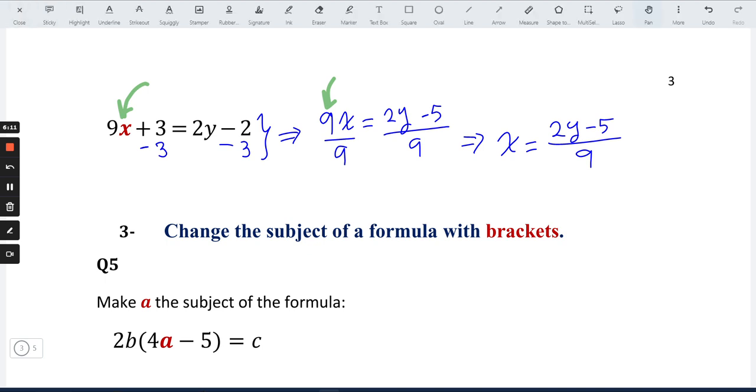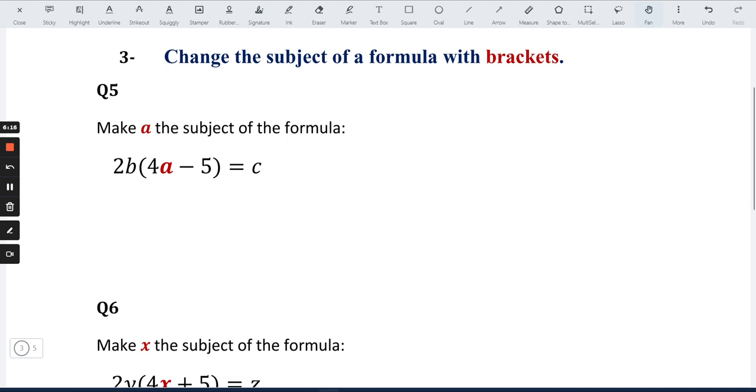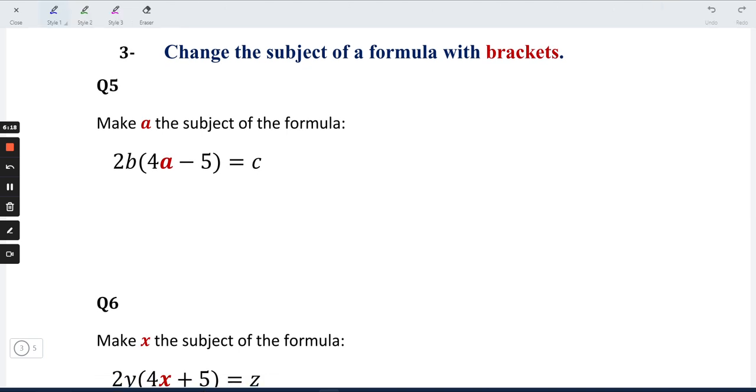Now, skill number 3, change the subject of a formula with brackets. Here we have a bracket, so we have to expand the brackets. We will multiply everything outside the brackets by everything inside the brackets. So we will multiply 2b by 4a, then 2b by 5. They need from us to make a the subject of the formula, so we will write a in terms of c and b.